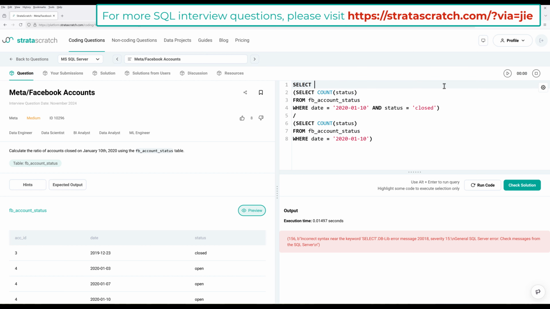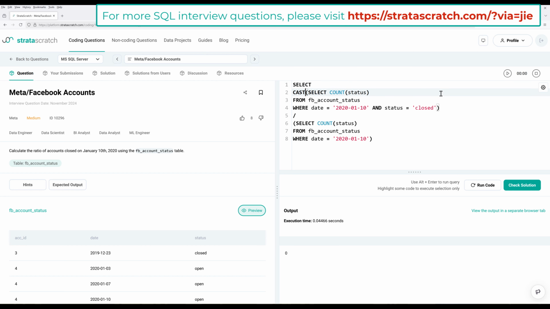But if we run the query, we are going to get a 0 in the output. That is because when we divide two integers together, the output is going to be an integer as well. To address this issue, we need to convert the output either as a float or decimal. Here, let's use the cast function to convert the output data type for the first query to a float and run the query again. And this time, we get 0.45 instead.